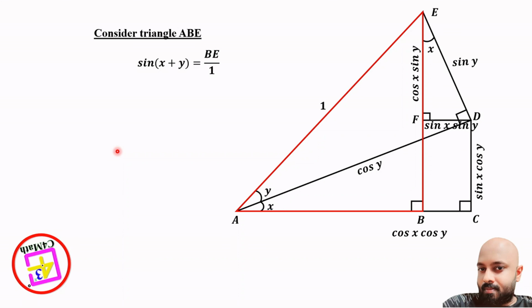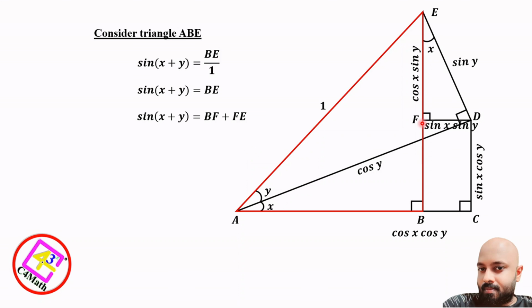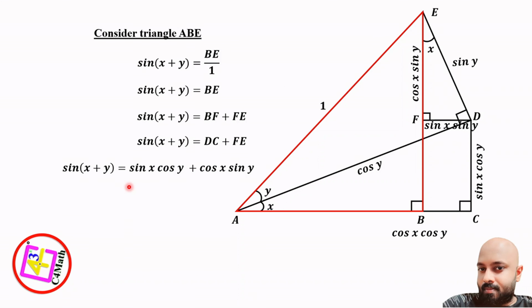Sine of x plus y is equal to BE over 1, that is, sine of x plus y is equal to BE. We can split BE by using this F, that is BF plus FE. Then we know BF is the same as CD. In place of BF we can write CD. Then sin of x plus y is equal to CD plus FE. We know the value of CD is sin x cos y, and the value of FE is cos x sin y. Substituting those values, we get the first identity: sin of x plus y is equal to sin x cos y plus cos x sin y.